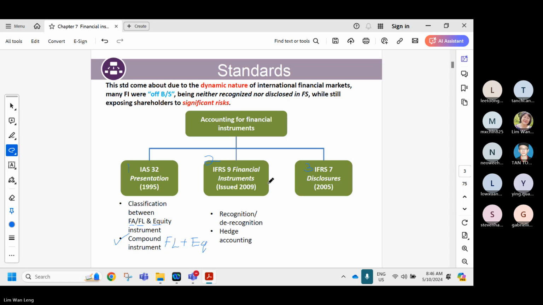IFRS 9 will talk about the recognition. Like I mentioned, the recognition in the books could be at amortized cost or at fair value. How do we distinguish? How do we know this particular financial asset must be recognized at amortized cost? What are the characteristics you need to fulfill in order to recognize it at amortized cost, at fair value through OCI, or at fair value through profit or loss?